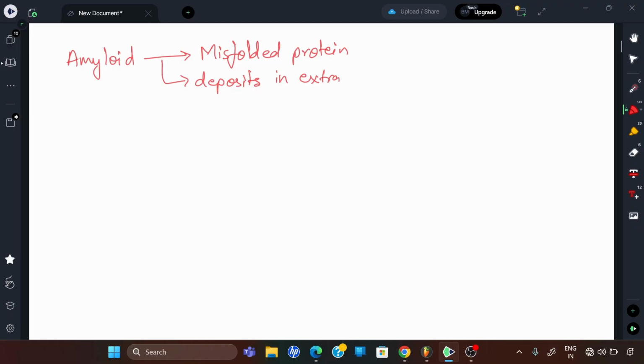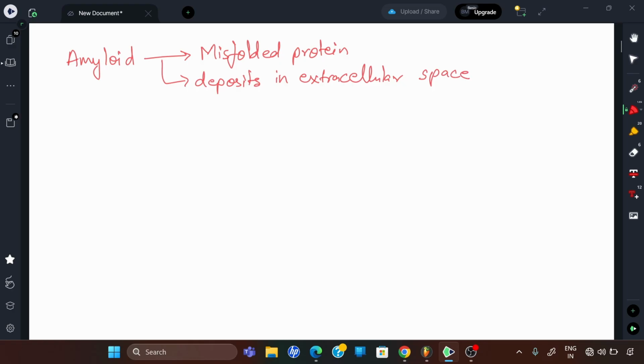And the topic for today's discussion is amyloidosis, right? So, what exactly is amyloidosis? Amyloidosis refers to the deposition of amyloid in the extracellular space, right? Now, what is amyloid? Amyloid is basically a misfolded protein. So it's a misfolded protein, and you will see usually it deposits in the extracellular space.